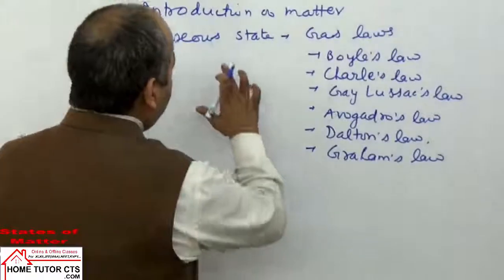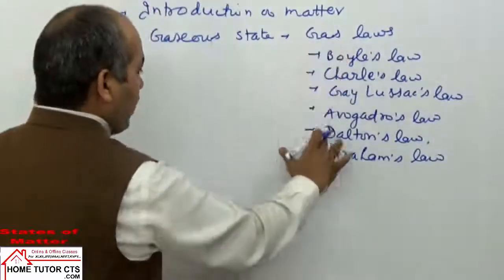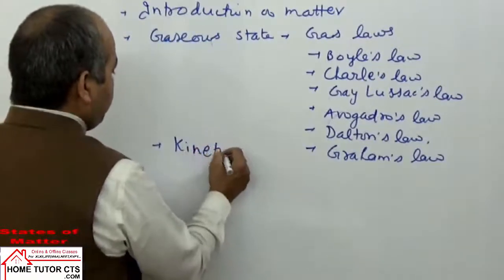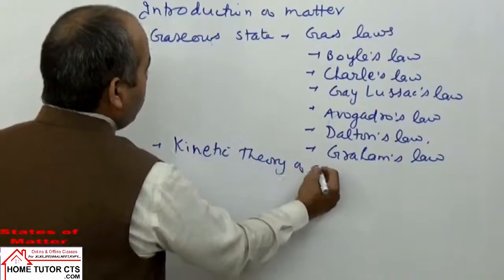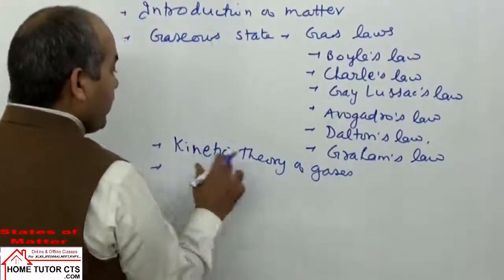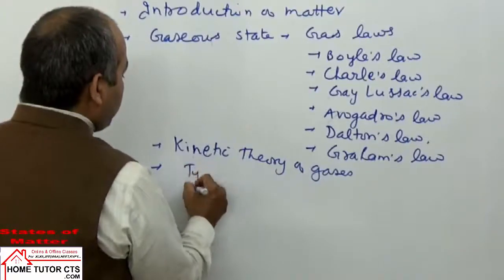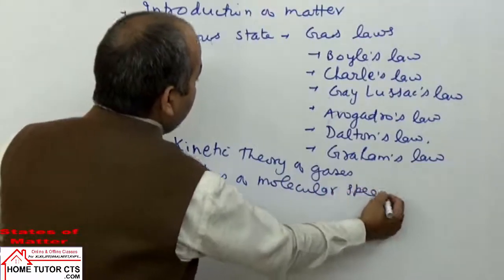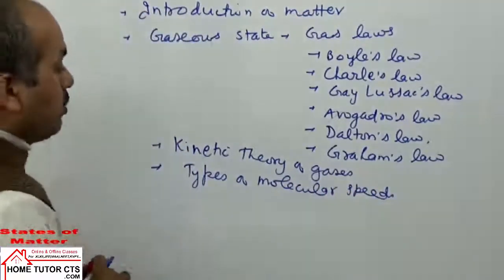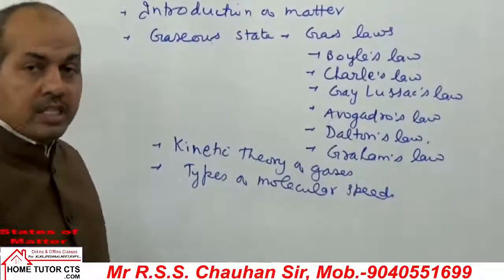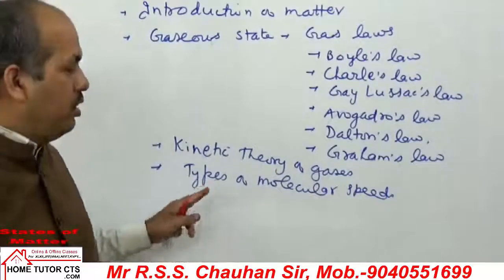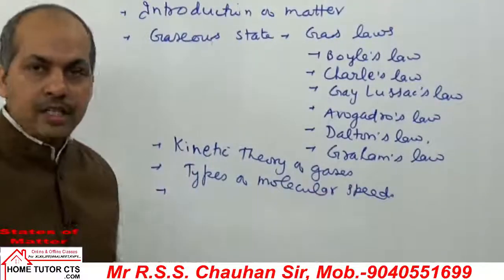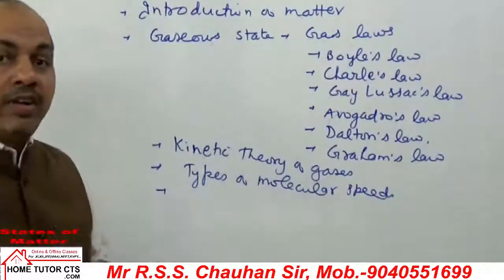And after that, in the gas state topic, when we read the different gas laws, we can take an introduction to the kinetic theory of gases, and then we can take different types of molecular speeds of the gas molecules. Like we will take root mean square speed, then average speed, and then most probable speed of the gas molecules, and then Maxwell's distribution of the molecular speeds graphically, and then we take the van der Waals gas equation.